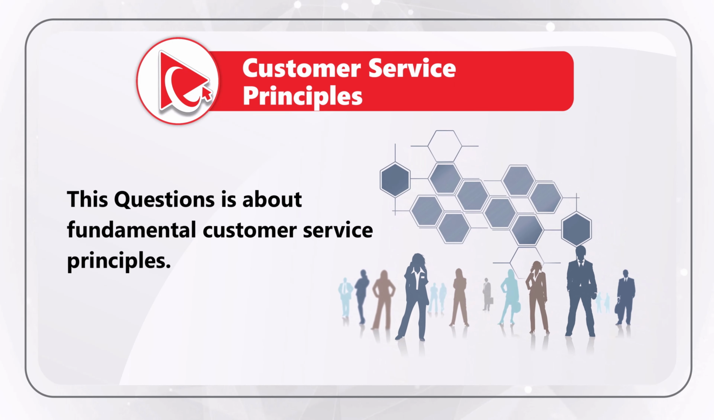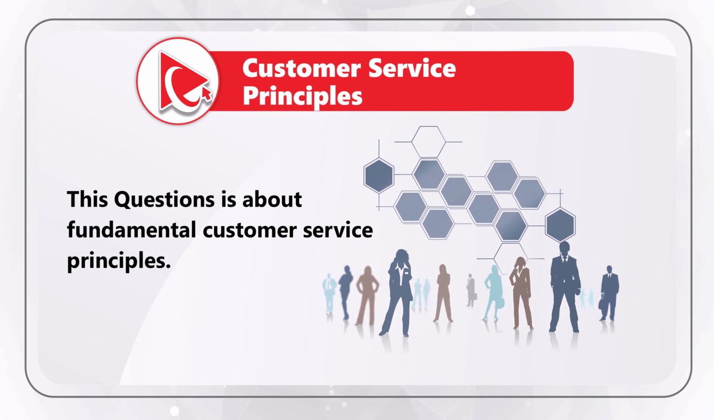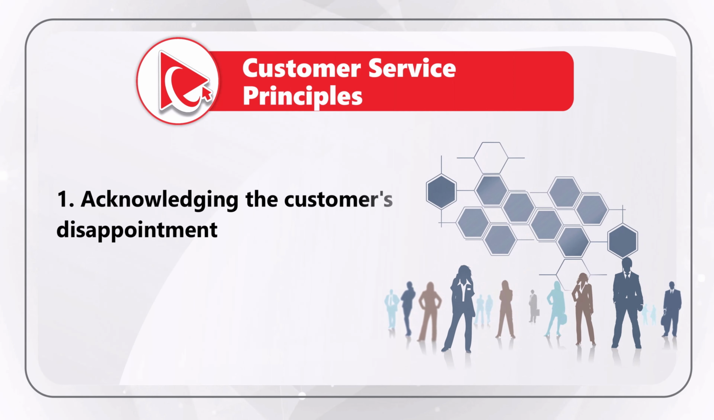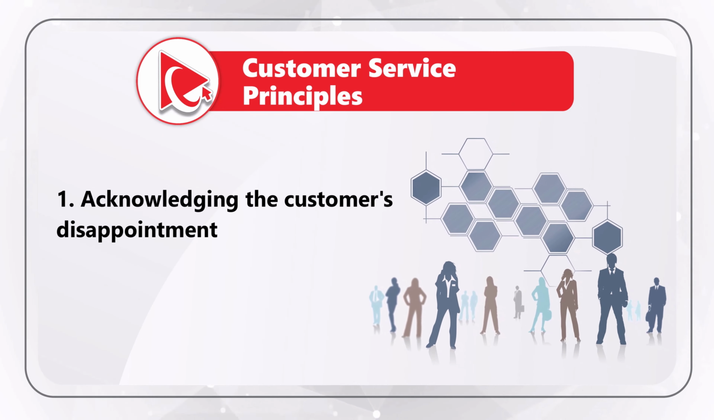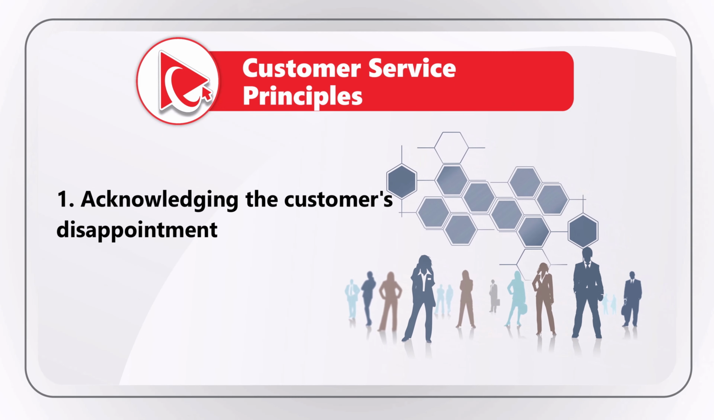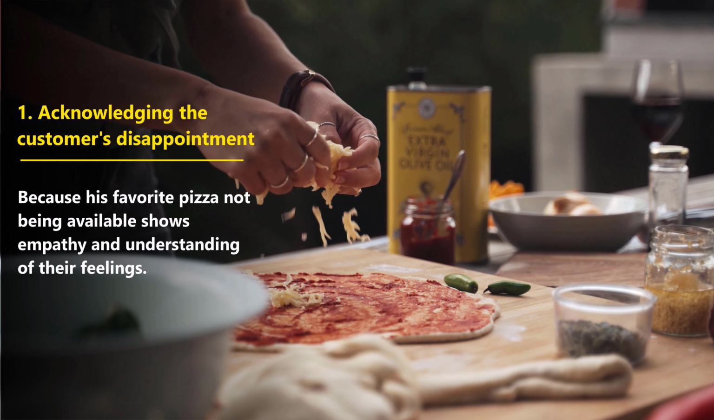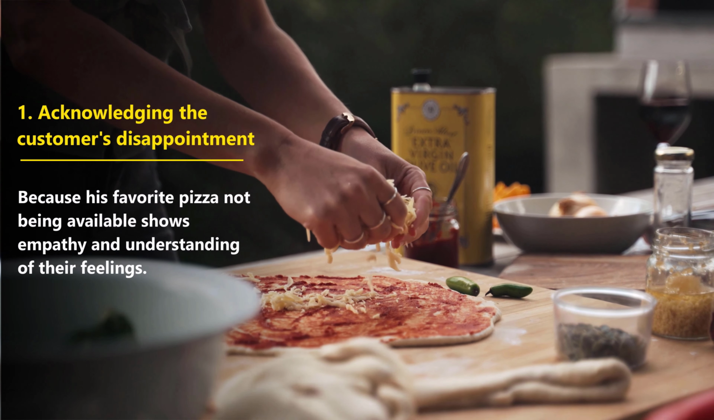You also want to make sure to mention all these principles when you're answering this question in person. So what are those principles? There are 4 of them. Number 1 is acknowledging the customer's disappointment. Because her favorite pizza is not available and you show empathy, this shows your understanding of her feelings.